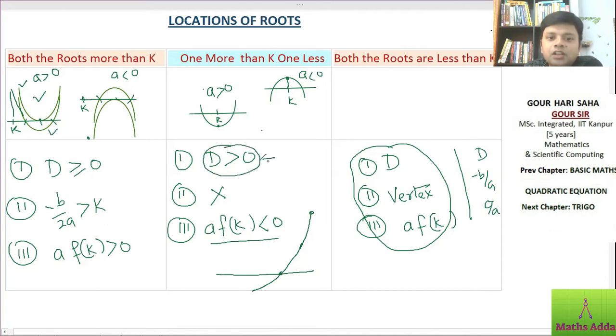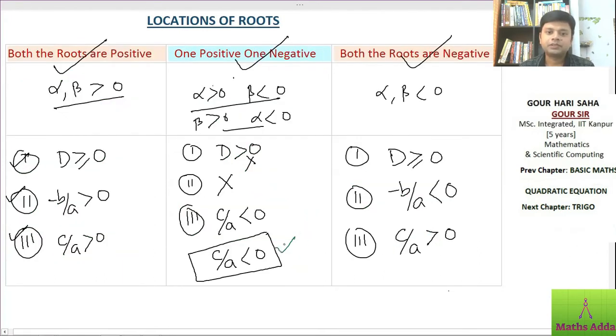D greater than 0 for what? Real roots, right? So a into fk already is satisfying that it will have real roots. So this single condition is sufficient for this situation. So this is same as kind of this, right? So this means middle one will have only one condition.